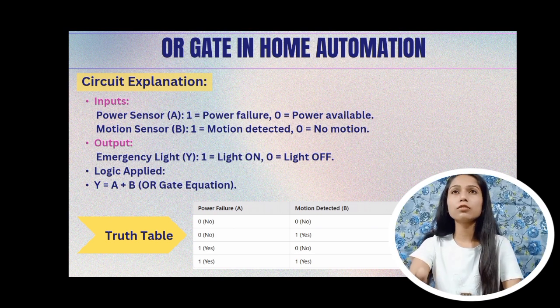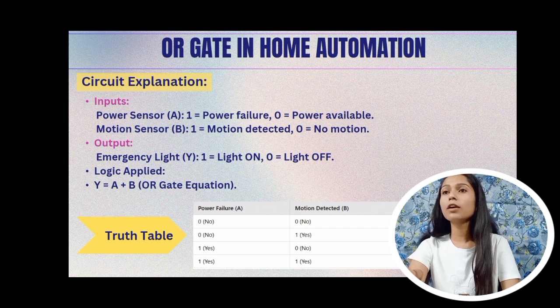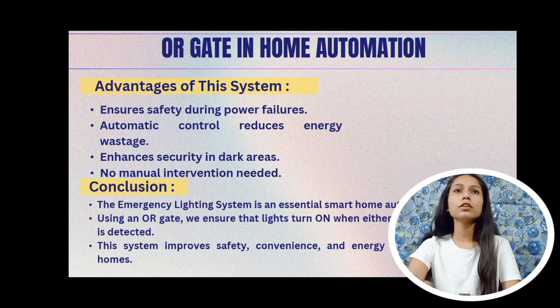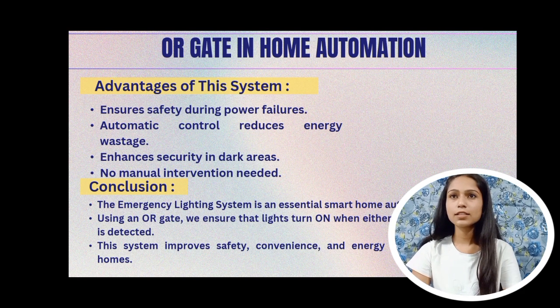So this is the truth table. When power is available and no motion is detected, the light will be off. So here is the advantage of this system. It ensures safety during power failures. It ensures automatic control, reduces energy waste, and enhances security in dark areas. And in conclusion, the emergency lighting system is an essential smart home automation feature.